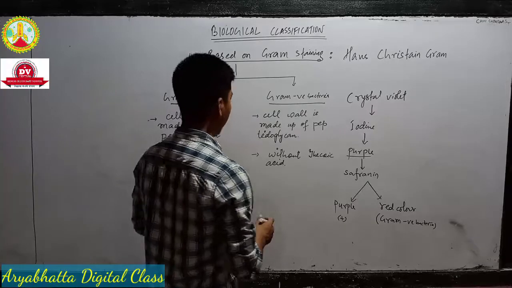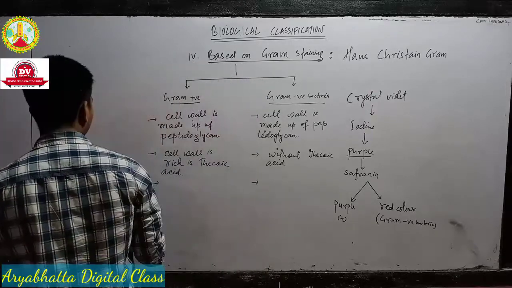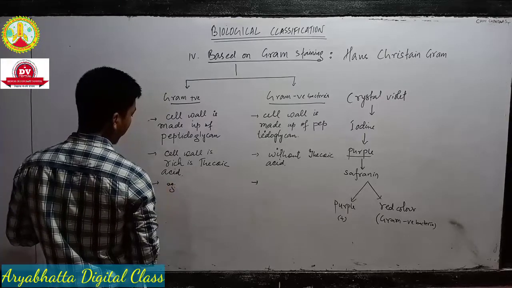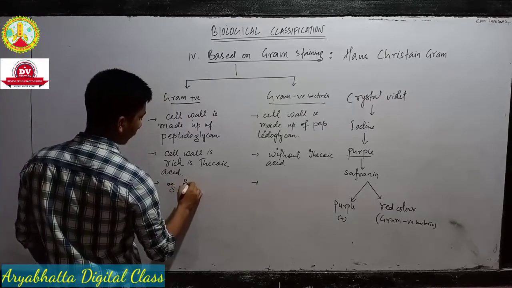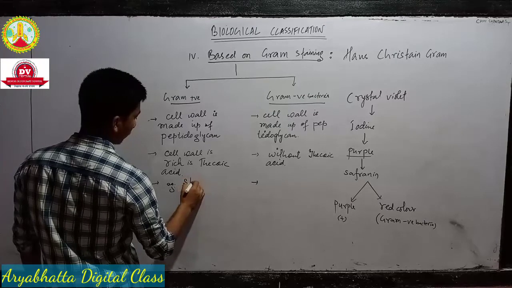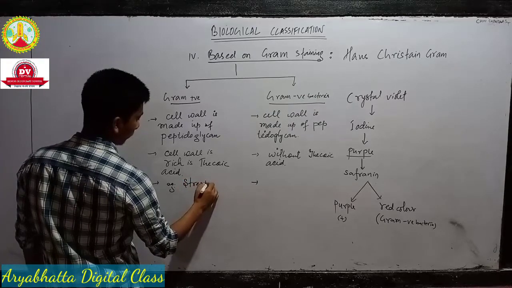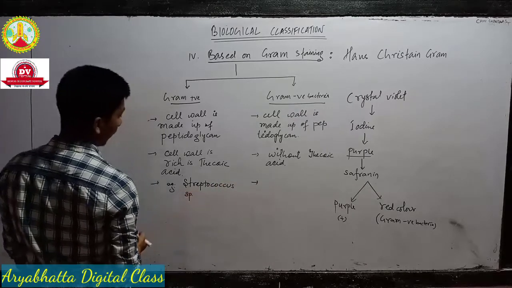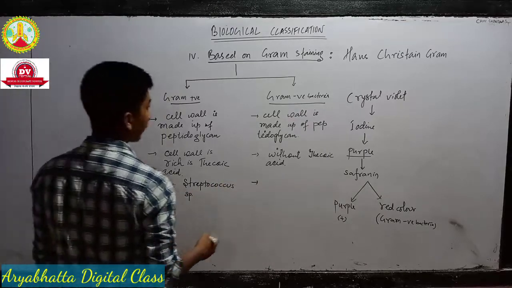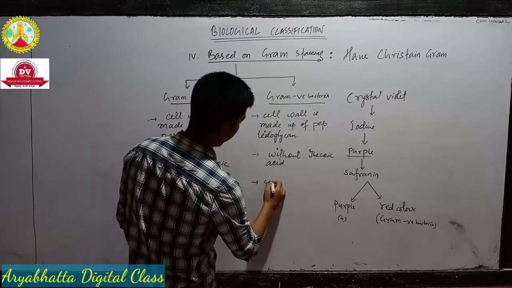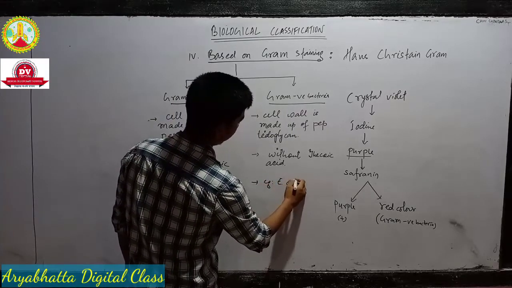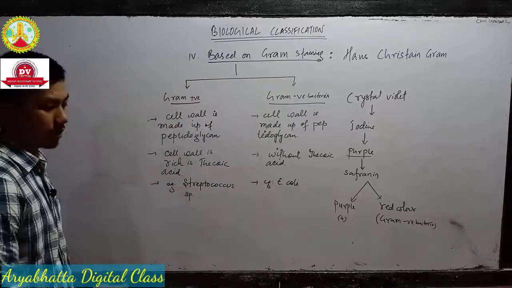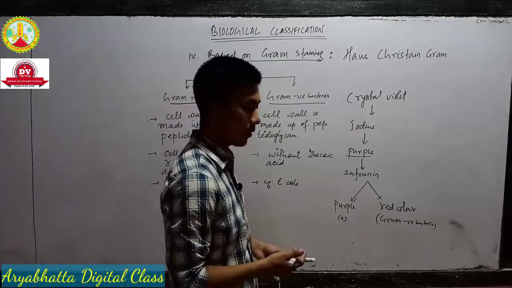Next, let me give you some examples. In case of gram-positive bacteria we can take Streptococcus species as an example. In case of gram-negative bacteria, an example we can take is E. coli. All right, so these are the basic things that you need to know.